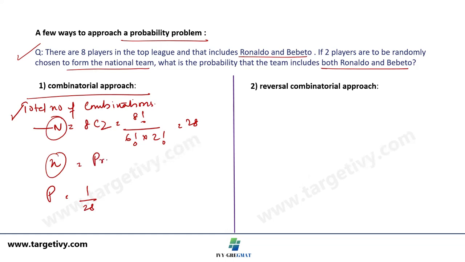This is the probability of both Ronaldo and Bebeto. Total number of possible outcomes is 28, and the actual occurrence is 1. So n by N.